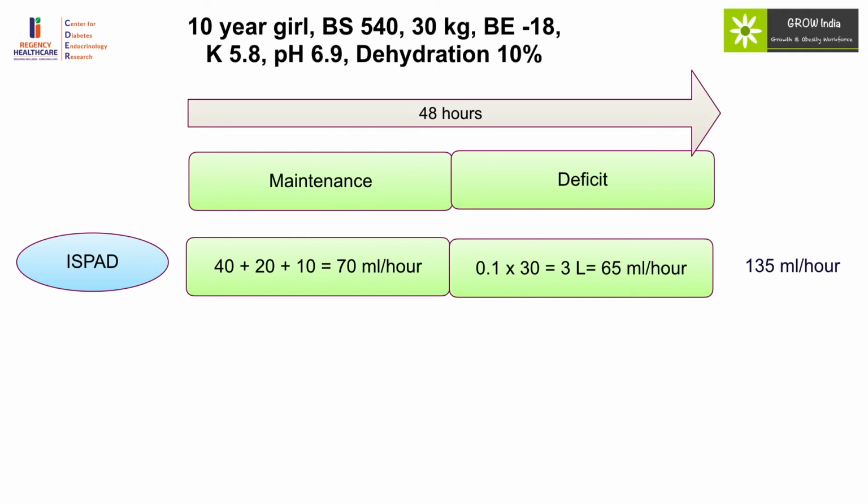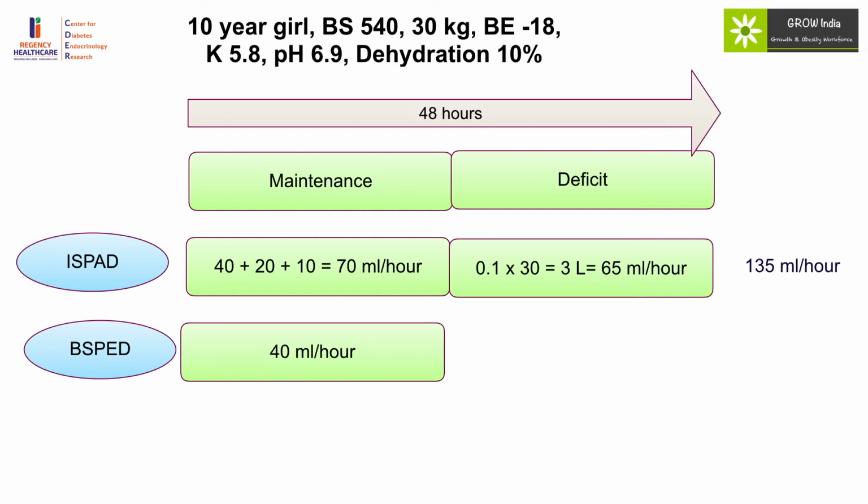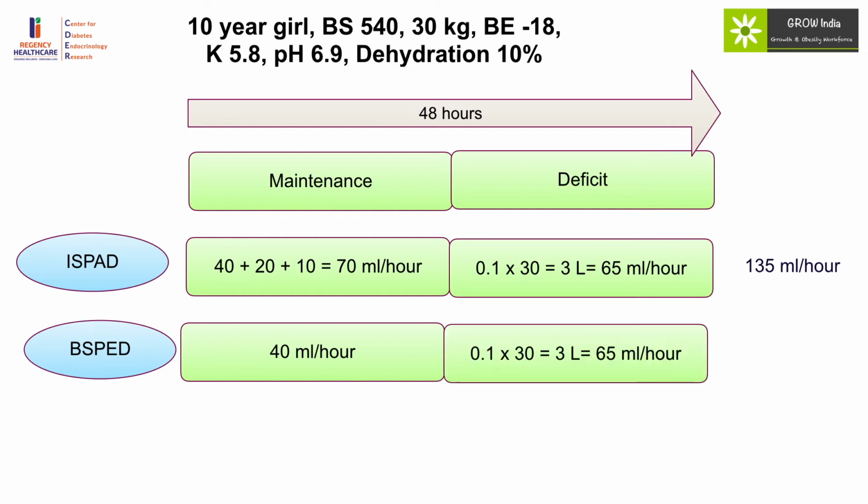Now just to compare how BSPAD comes into the picture, in this regard the upper limit is 40 ml per hour. So it's 30 ml per hour lower. Since the pH is less than 7.1, we anyway assume the same level of dehydration. The requirement becomes 105 ml per hour. So there is around 30% reduction in fluid requirement with the BSPAD protocol, which may slightly prolong the duration of therapy but reduce the risk of development of cerebral edema.